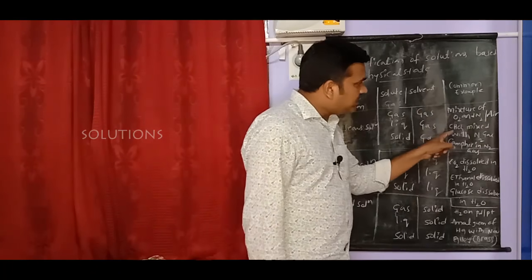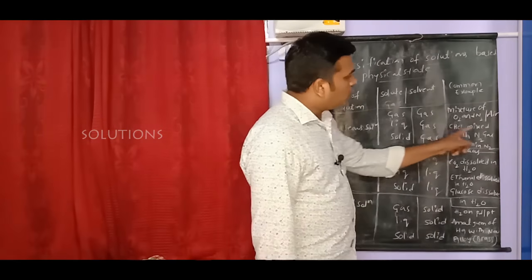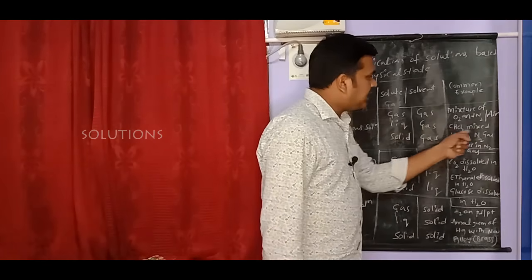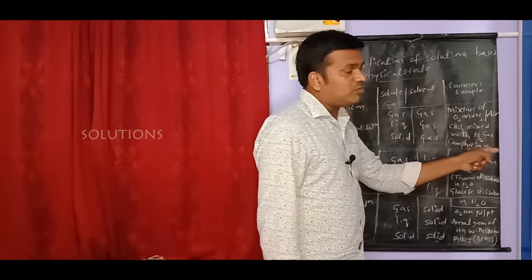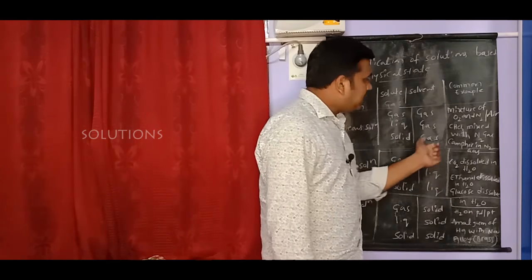So in this example, you can see here, chloroform mixed with N2 gas. Chloroform is a liquid and nitrogen is in the form of what here? Gas only. Next we can see here, solid and gas.